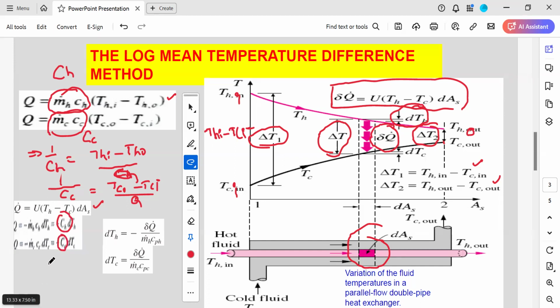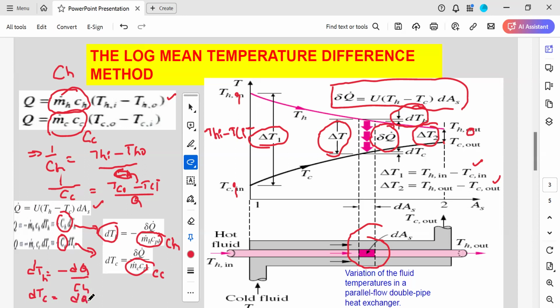From this expression we can write dTH equal to minus dq by CH, and dTC equal to dq by CC, where CC is the heat capacity of the cold fluid. Now we will go to the actual derivation.